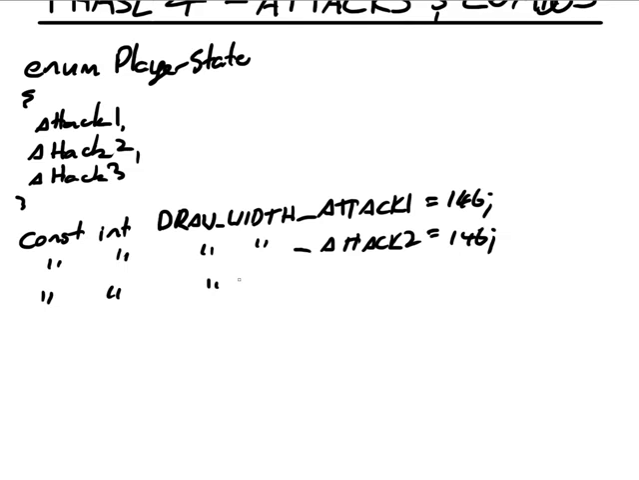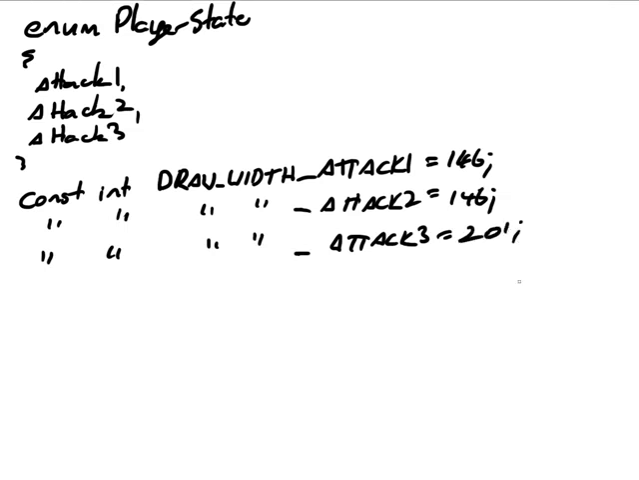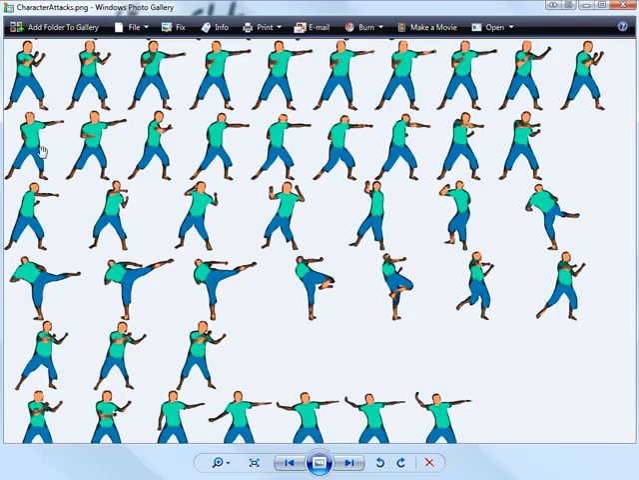Const int draw width attack 3 for the spinning heel kick, which is going to be equal to 201. Okay, now what we need to do is look at some extra static floats. What these are for is keeping track of which frame we're on or where we're up to in terms of the attack. So we know we want it to reset to the idle graphic when it reaches here, but if they press attack before it reaches another frame, let's say this one here, that one there has to be timed so we know where we're up to.